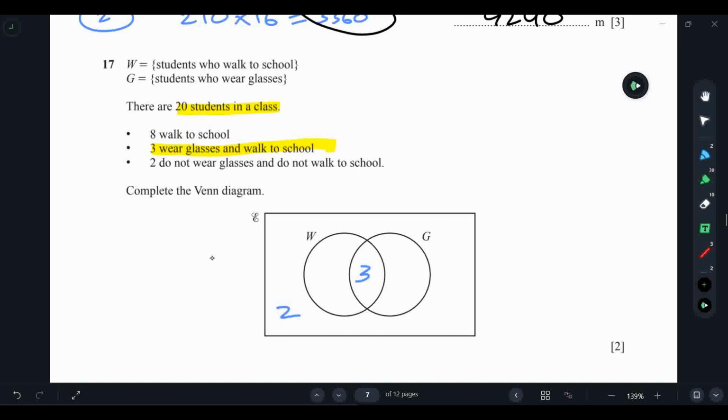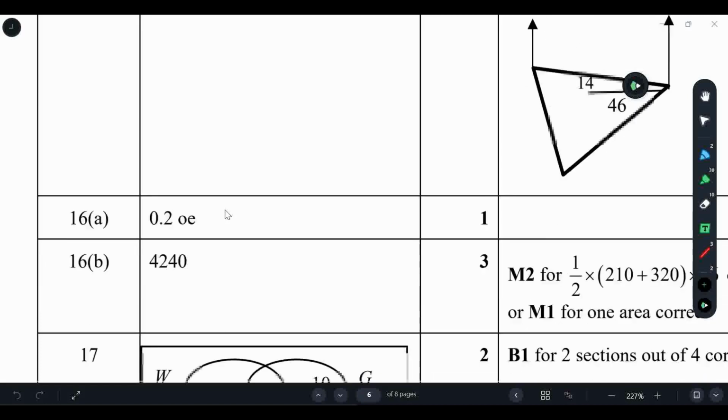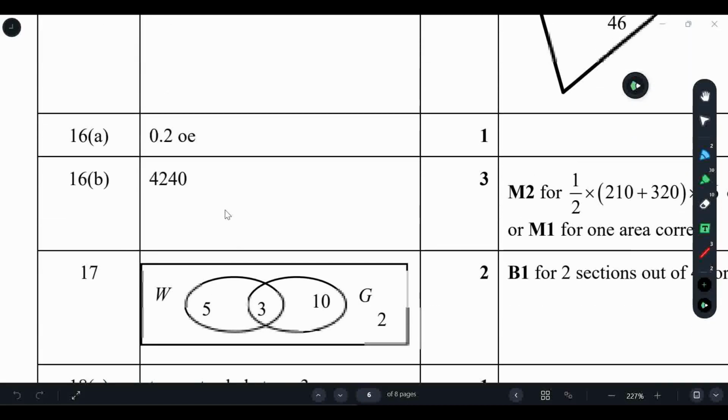8 walk to school. It means here must be 5, because the total number of students who walk to school is 8. The remaining students should be over here. So 20 minus 8 who walk to school minus 2 who do not walk to school will be equals to 10. So it means that 10 is the number of students who only wear glasses. Let me check the answer. For question number 17, this should be the pattern. Yes, 5, 3, 10 and 2.